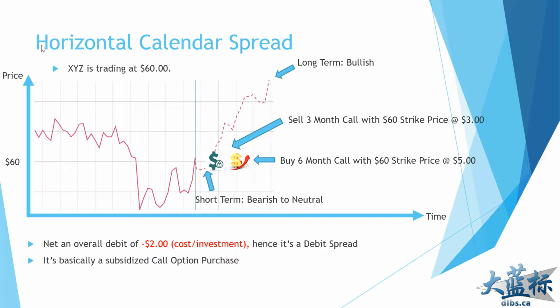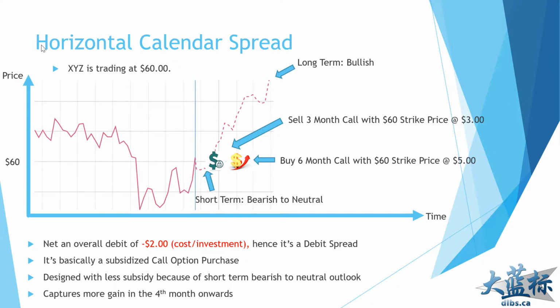Unlike the prior examples using the bull call spread, here my expirations don't match, so I am subsidizing not with a 6-month call option. I am actually subsidizing with a 3-month $60 strike price at the money. It's designed with less subsidy because of the short-term bearish nature of the stock. And this way it allows me to capture more gain in the 4th, 5th, and 6th months, which is when I expect the prices to rise even more.